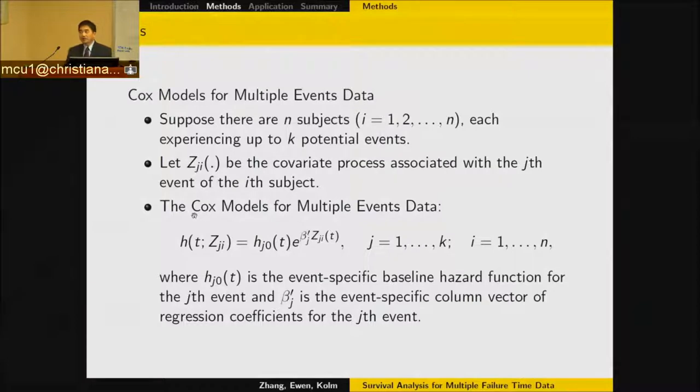We extend the Cox model from the first event to multiple events by looking not only at the subject, but also at the event. Here, this is called the event-specific baseline hazard. And then we have the jth event, and we can get this parameter, the event-specific column vector of regression coefficients for the jth event. So we will handle both situations: one for each patient, two for each event. So we will have two methods.